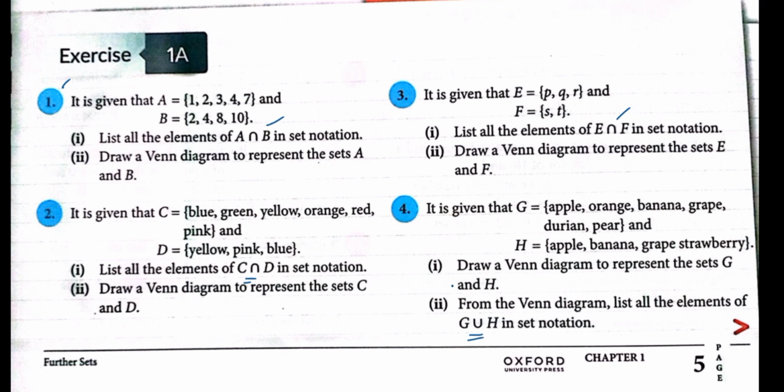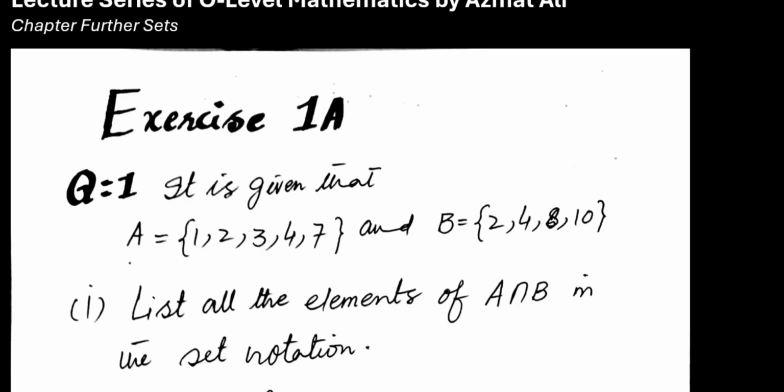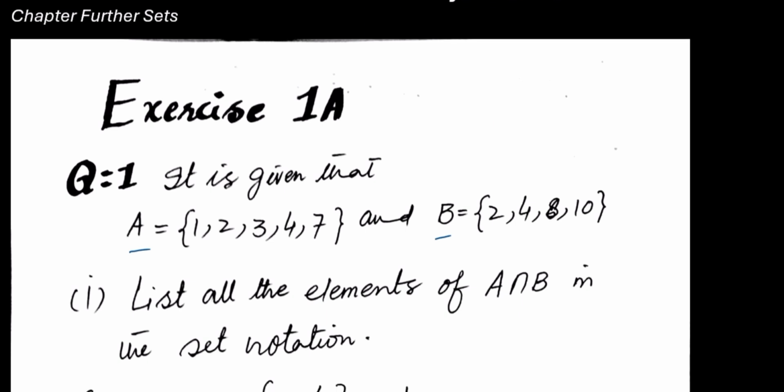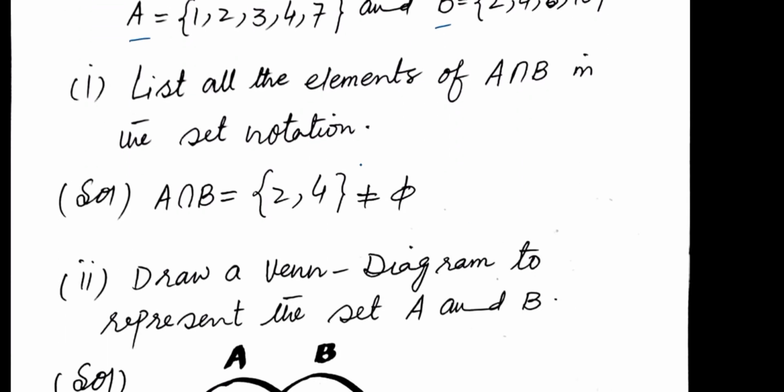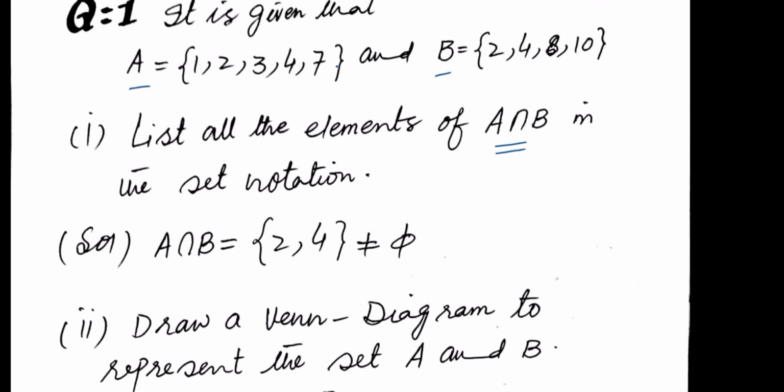In question number 1, it is given that set A is given, set B is also given. We just need to find their intersection in set notation and draw a Venn diagram to represent the set A and B here. We just need to list all the elements of A intersection B. The common elements in both sets are 2 and 4. Their intersection is non-empty.